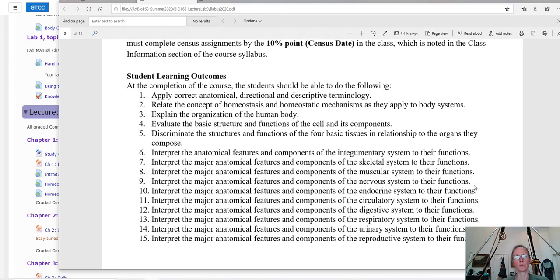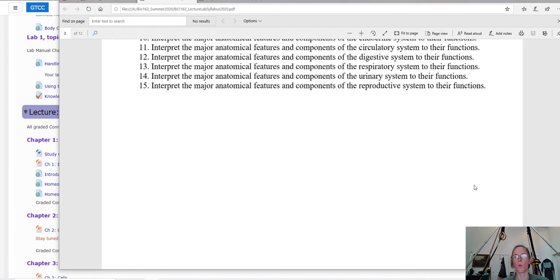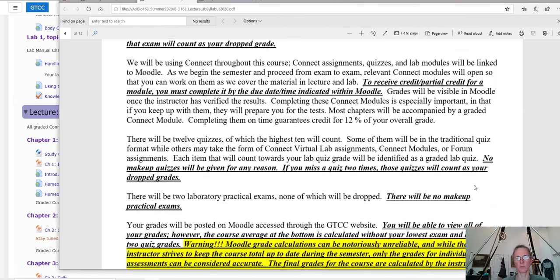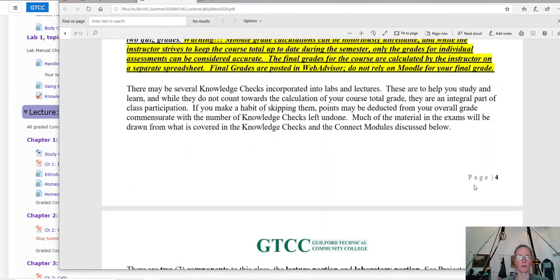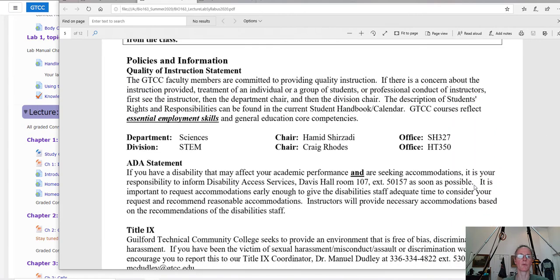We also have our student learning outcomes here so that we can know exactly what the goal of the course is. We have our grading criteria, which we've already been over. And we can also see pertinent information, for example, about policies, about our division chair and our department chair, so that if you need to get in touch with them for any reason, you can get in touch with them.